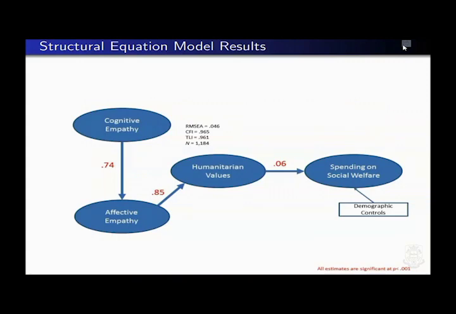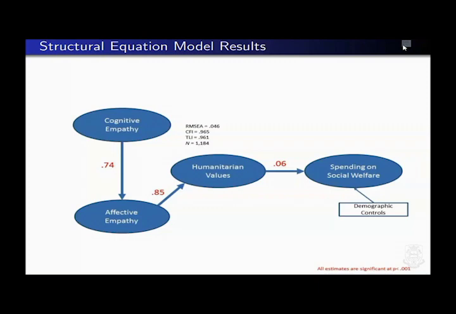So we might specify a path relationship that looks something like this, where we say, okay, well, the standard literature might only look at these demographic predictors of the welfare state. So your party affiliation, your ideology, what have you. And then we might add on humanitarian values and ask how much you value helping others. And then we can also include some of those pro-social orientations like empathy and see how that plays out in predicting spending or attitudes towards spending on social welfare.